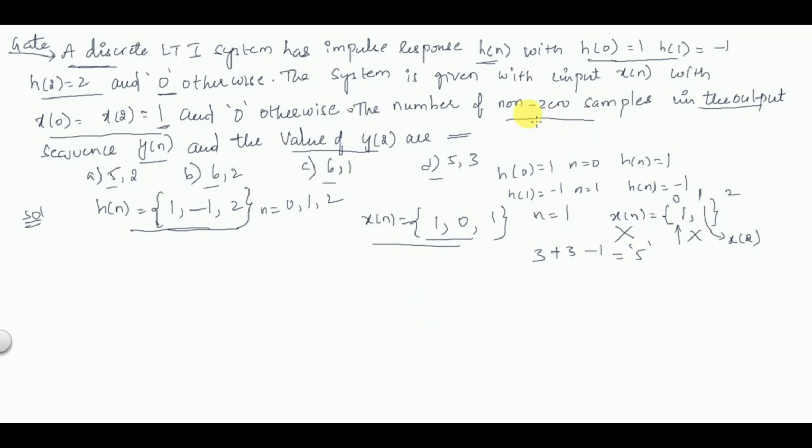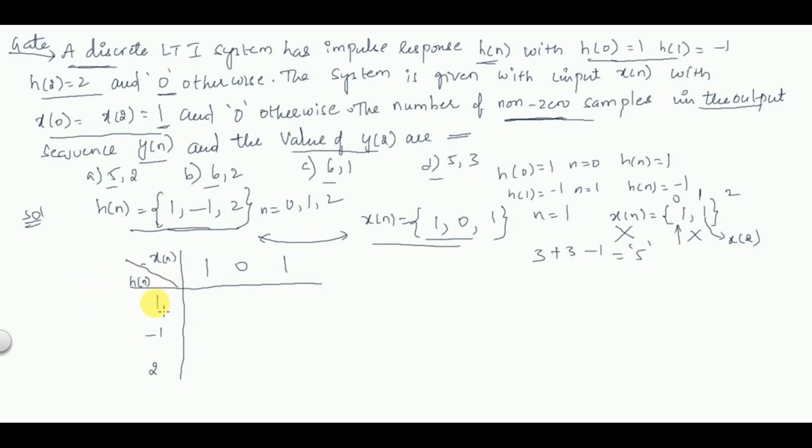But he has not asked for the number of samples, he has asked for the number of non-zero samples. So first of all you have to find the output, and then find the non-zero samples, that is the samples whose value is not equal to 0. First we will perform y of n, the convolution between these two signals. On the x-axis x of n, on the y-axis h of n: 1, minus 1, 2.